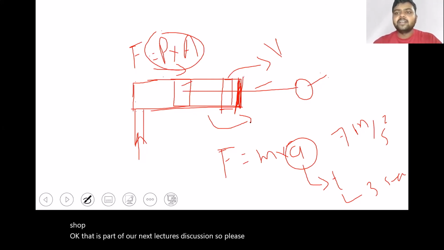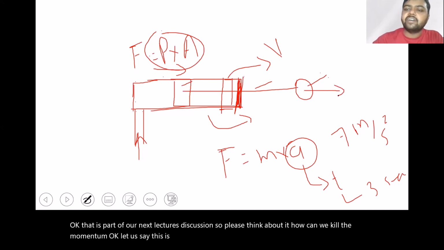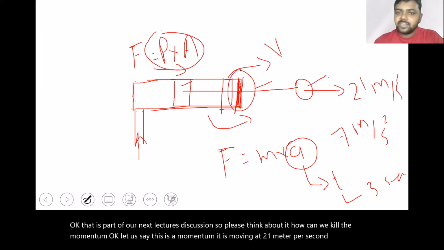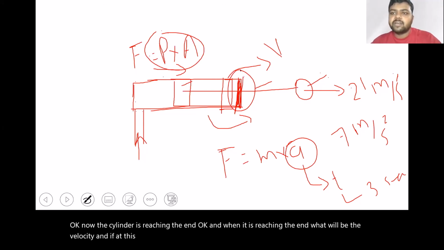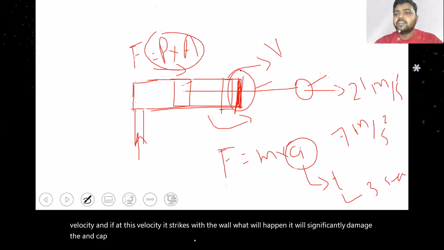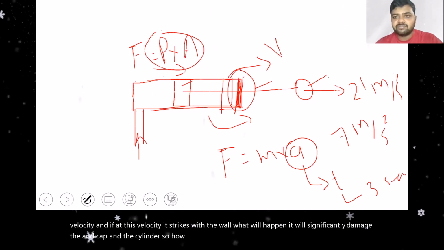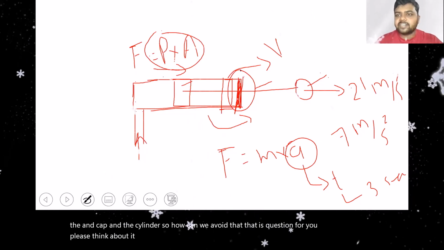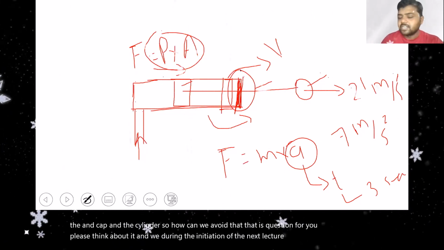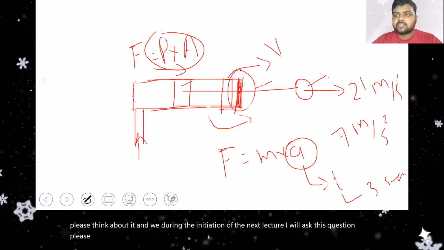How can we kill the momentum? Let us say this is the momentum, it is moving at 21 meter per second. Now the cylinder is reaching the end, and when it is reaching the end, what will be the velocity? If at this velocity it strikes the wall, what will happen? It will significantly damage the end cap and the cylinder. So how can we avoid that? That is the question for you. Please think about it, and at the start of the next lecture I will ask this question. Please think about the possible remedy for this.